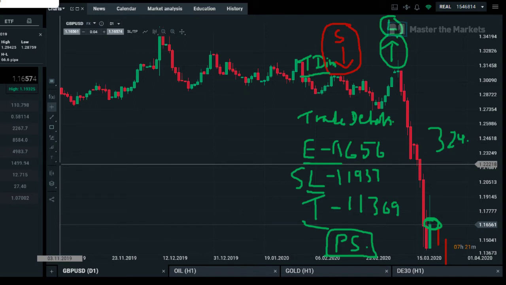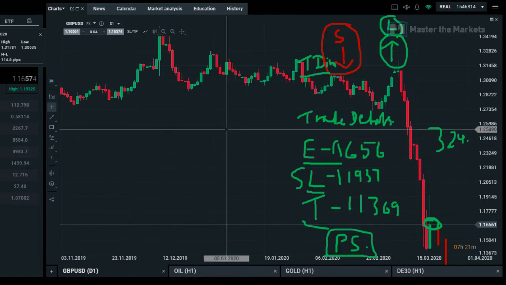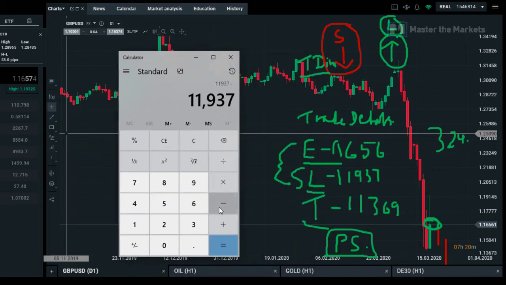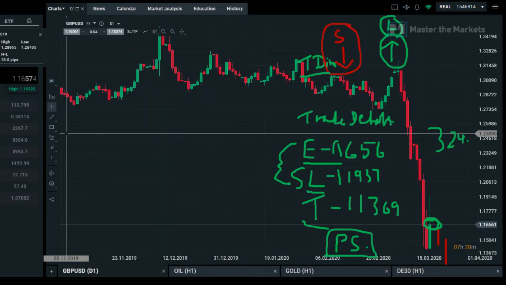But before I do that, traders, the first thing I must know is the trade risk. So I subtract the entry minus the stop loss. In this case, it would be 119.37 minus 116.56. Let me just bring this calculator here for you guys. 119.37 minus 116.56. So that would be a total of 281 pips of risk.